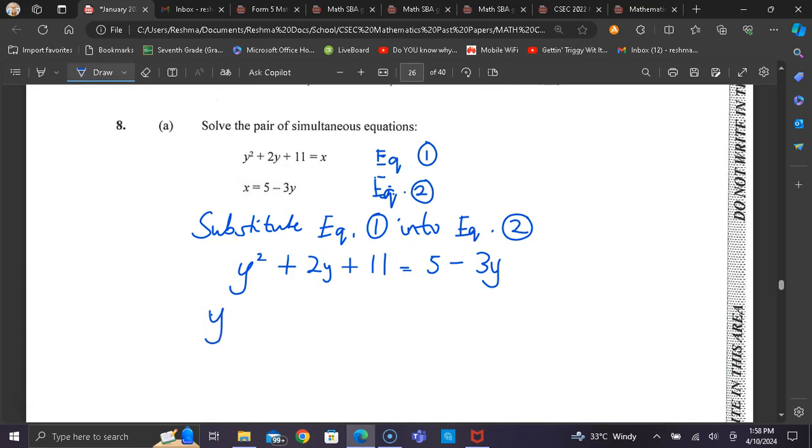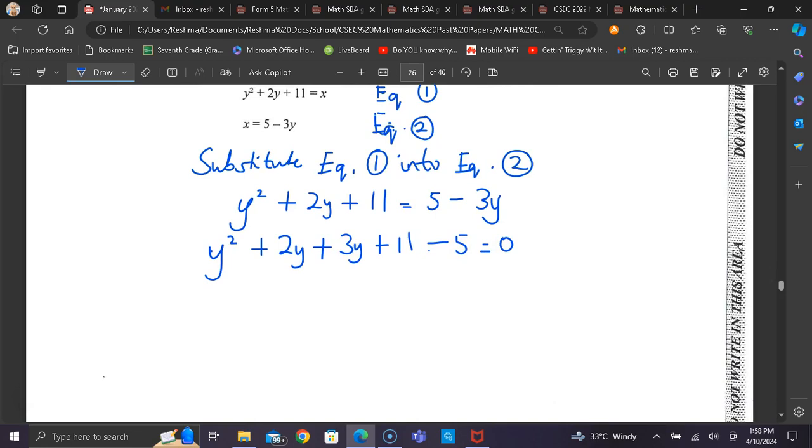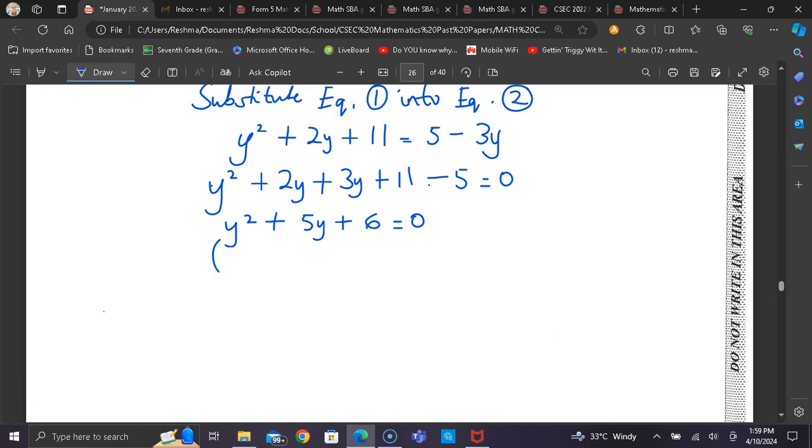We're going to bring everything over to the left hand side. So we have y squared plus 2y. When I carry the minus 3y across, it will become plus 3y. And the 5, when it goes across to the left hand side, will be minus 5. Okay, so now that we've collected our like terms, let's simplify. We get y squared plus 2y plus 3y is 5y, and 11 take away 5 is 6. So we have our quadratic equation, so let's solve for y.